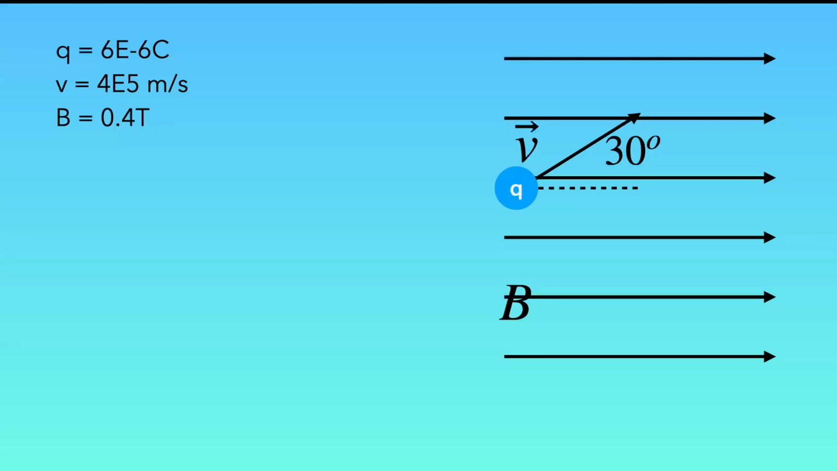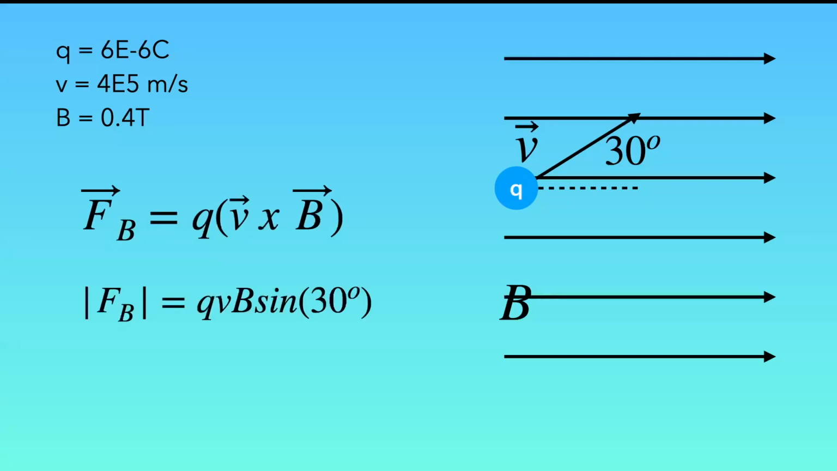We have a Q, we have a V, we have a B. QV cross B. And now we've got sine of 30 in there, so it's QVB sine 30. So the magnitude ends up being 0.48 newtons when we plug all those numbers in.